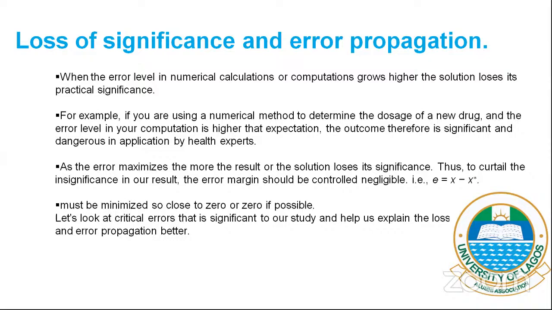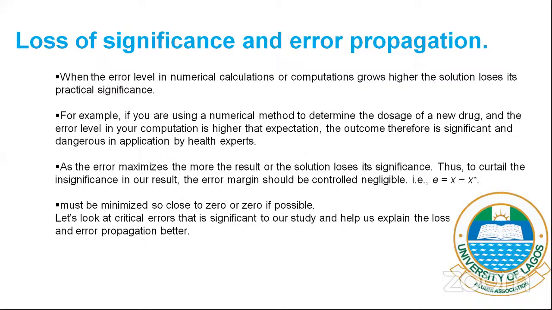As the error is maximized, the more the result or the solution loses its significance. Thus, to curtail the insignificance in our results, the error margin should be controlled negligibly. So that's saying that the exact solution minus the estimated solution, or the numerical solution, will give you the error. So we are trying to make sure that the error is being reduced. That's why we are even studying error analysis in the first place.